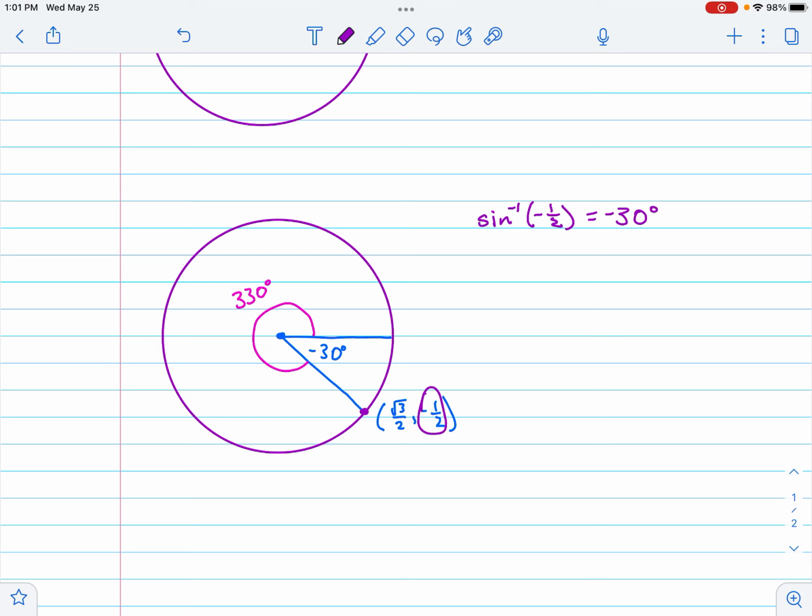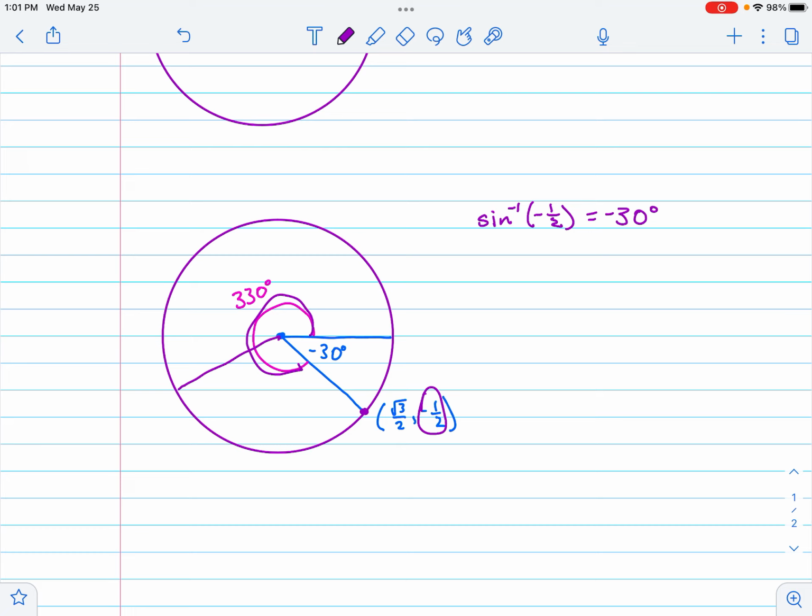Now, a coterminal angle to that would be 330. So if we go around this way, that would be 330. But the output, specifically for inverse sine, is going to be negative 30. It's not going to be 330 degrees or anything like that. It's very specific. Notice I didn't even use the angle over here in quadrant 3, because there is an angle in quadrant 3 where the sine is negative 1/2, but I don't care about that. I only care about these intervals here.